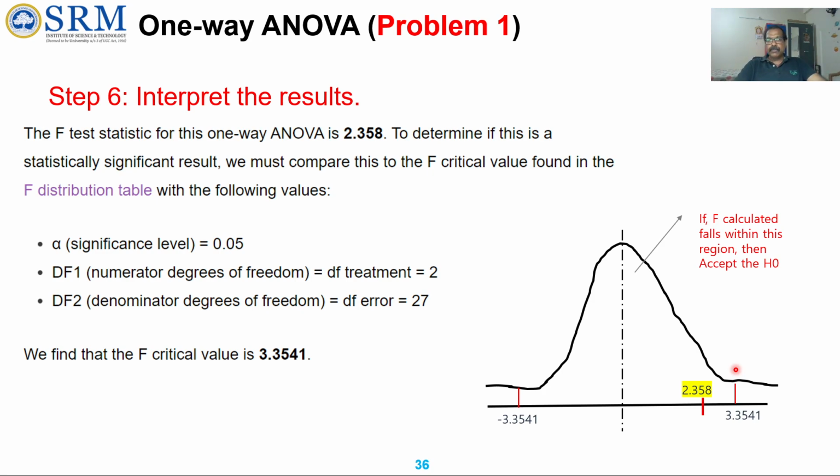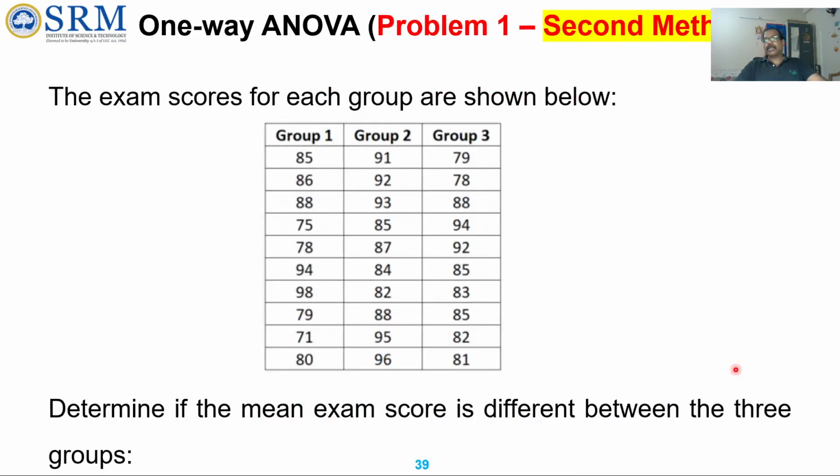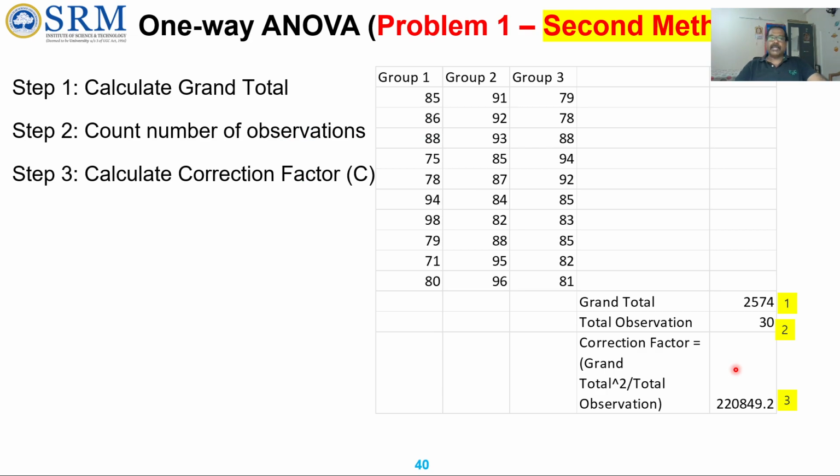Okay, so this is the second method. How are we going to solve in the second method? Please be careful. In the second method also I have given a step-by-step method. First we need to calculate the grand total, of all the observations. Then we need to count the number of observations. Here we assume equal groups, so it is 30. If it is different, then it should come accordingly.